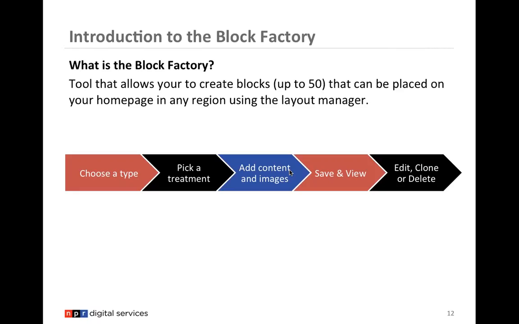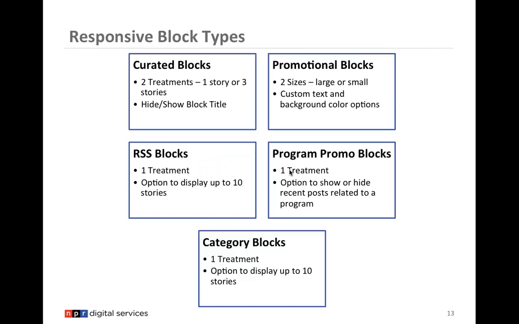The way that it works is you're just going to choose a type of block, pick a treatment for that block, add your content, your images, your links, and then you have the option to save and view. But also in the block factory, you'll also have the option to edit, clone, or delete any of the blocks that you create. And there are different types of blocks that you can create. There's actually 5 of them currently. You've got your curated blocks, your promotional blocks, your RSS blocks, program promo, and category. We're going to talk about each of these today.